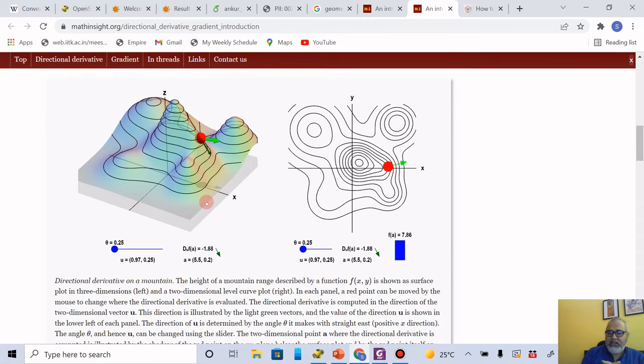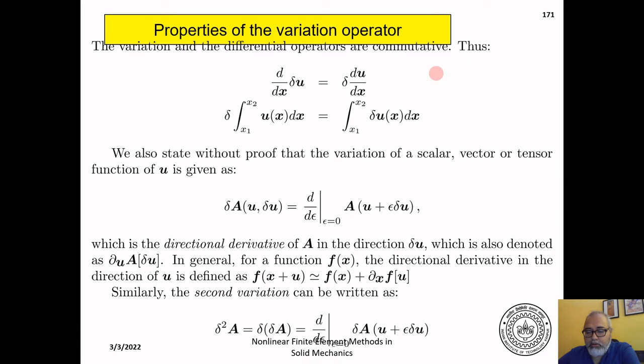Now we will use the concept of directional derivative in a more general way to generalize the concept of a variation of a function. Now consider a general function, which can be a scalar, vector or a tensor, of another scalar, vector or tensor. In this example, for writing this formula, I'm using a tensor A which is a function of a vector u.